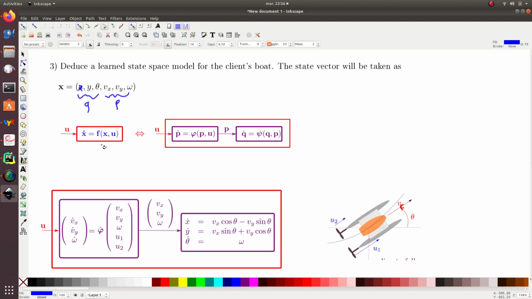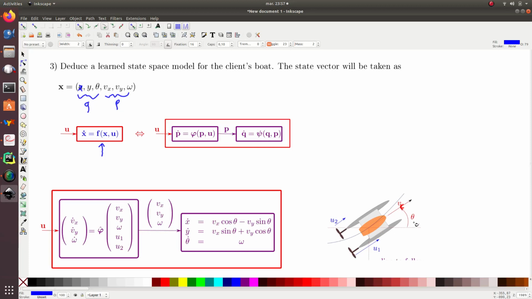So recall that the state space model is equivalent to two parts: the kinematic part here and the dynamic part here, where P is involved, and this one is known exactly. So it corresponds to psi, which is known exactly, and it's just some geometry, and no coefficients are here. So let me explain here.